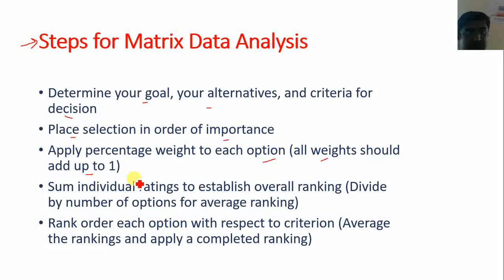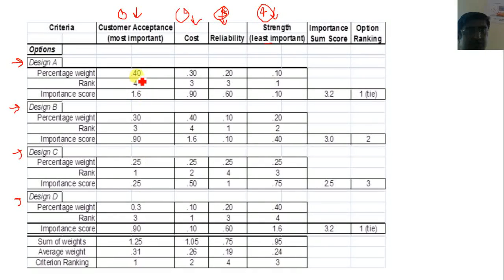Now, in this case you have to add up these values. In the case of design A, the importance factor of customer acceptance is say 0.4, and in the case of cost it is 0.3. The value of the factor of reliability of this first design A is 0.2, and the strength of this product of design A is 0.1. By adding all the factors, you get the sum of 1.